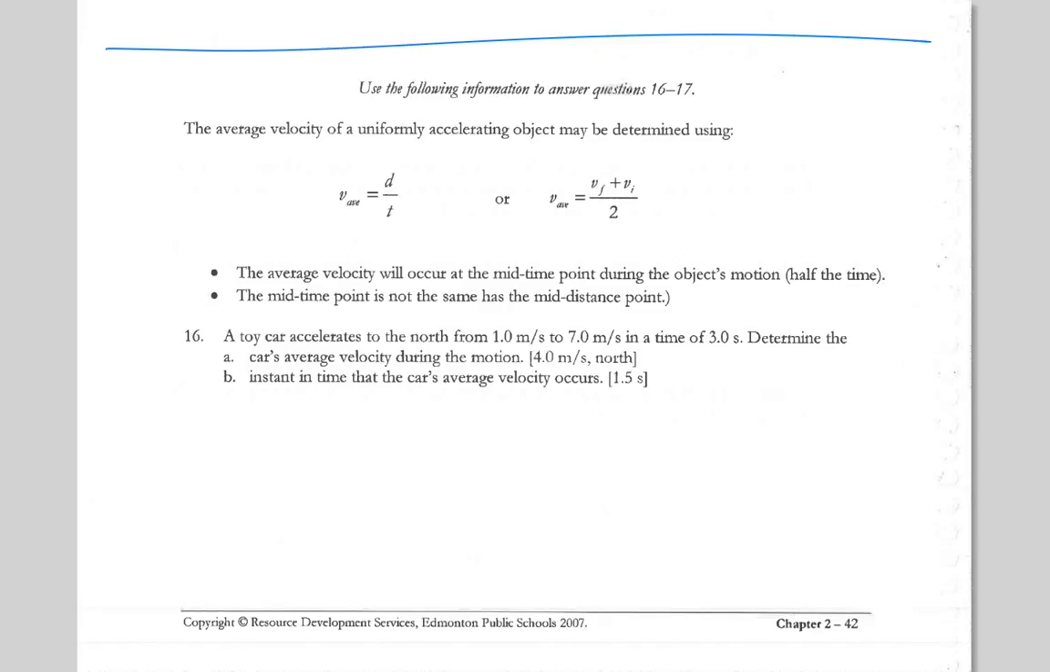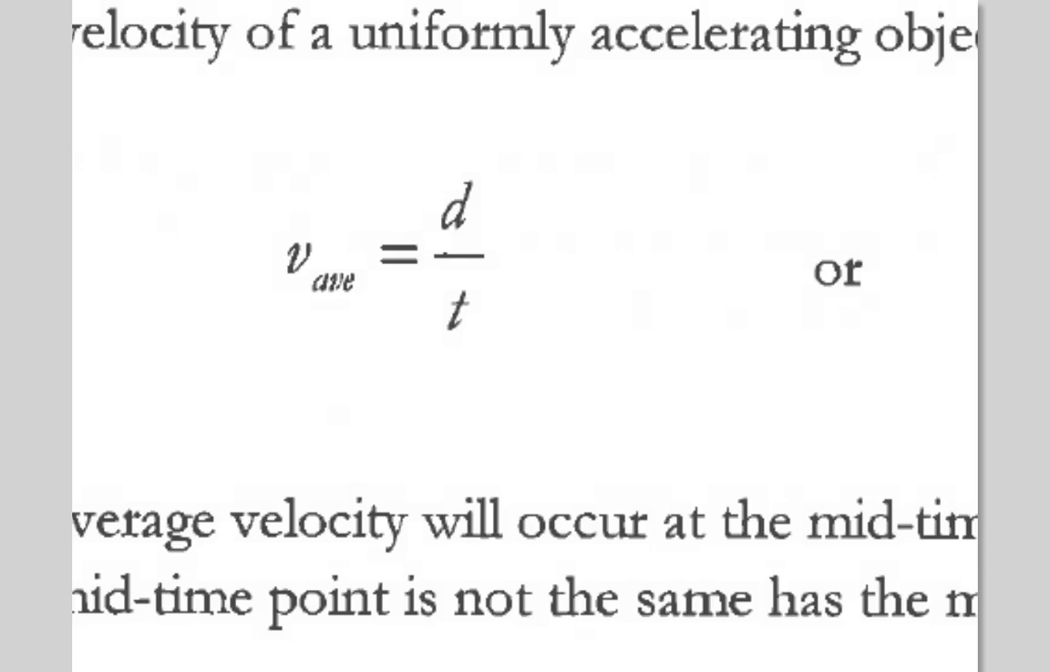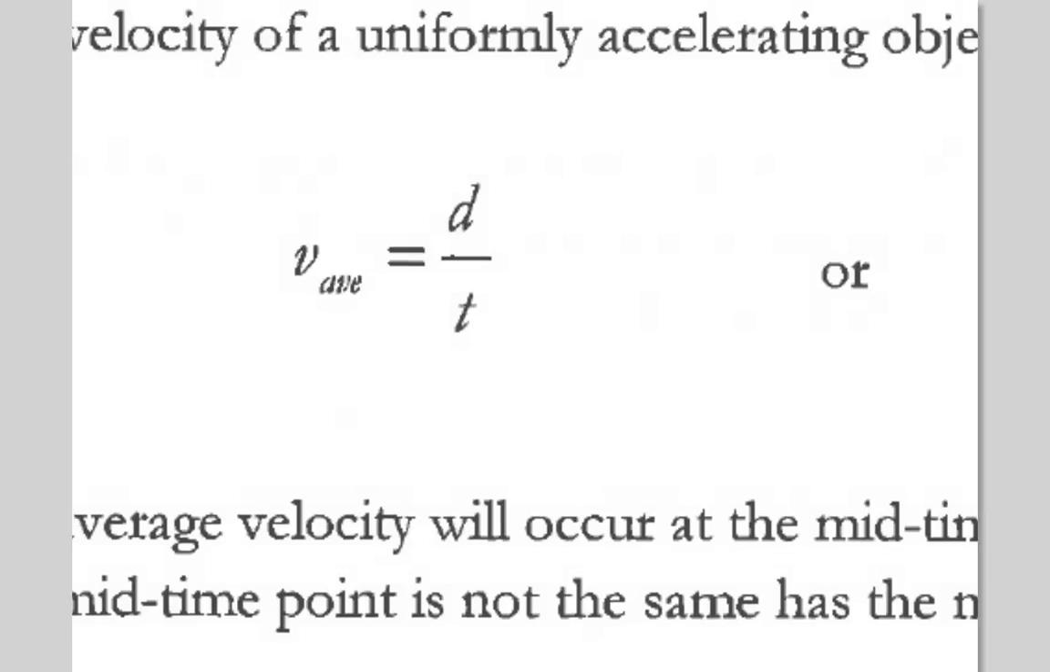What page is this? 42, and we're on question 16. Okay, we need to talk about this formula here. If there's no average in there, well, this formula here. This average velocity formula is typical of uniform motion, okay? Now, you see V average.